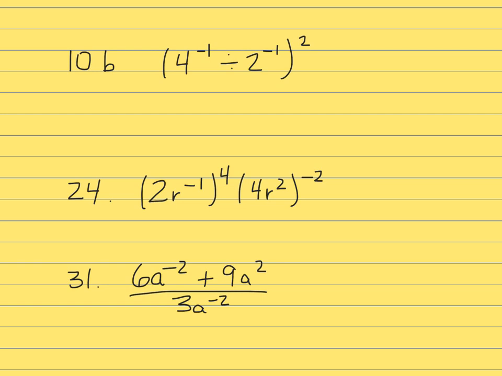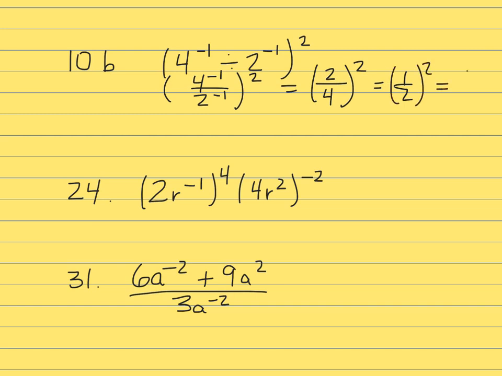10b, kind of similar, we're dividing. So we could think of this as 4 to the negative 1 over 2 to the negative 1, all squared. Now I've got reciprocals, so I'm going to get rid of those negative exponents by moving the 4 into the bottom of the fraction, moving the 2 up to the top. 2/4 is 1/2, and now I'm squaring that. 1/2 squared would be 1/4, just squaring the top and squaring the bottom.